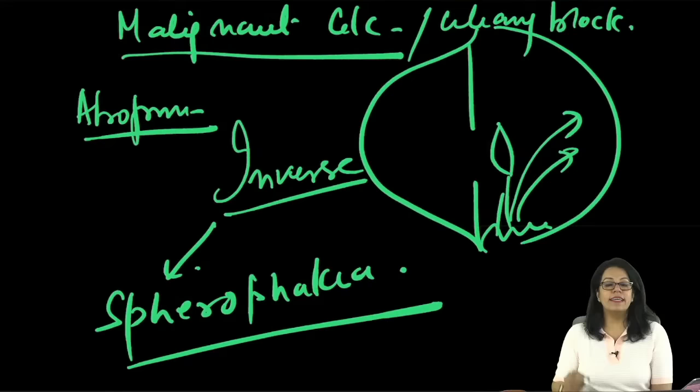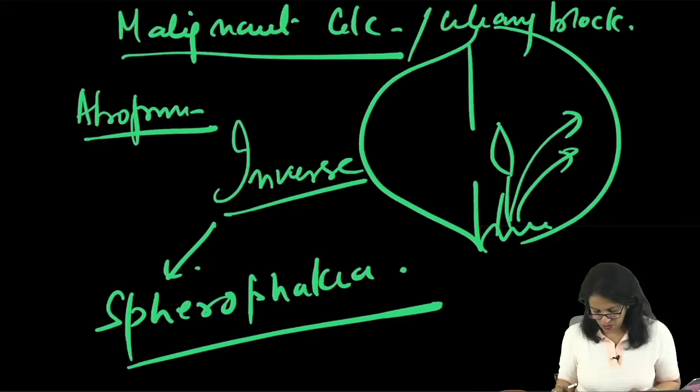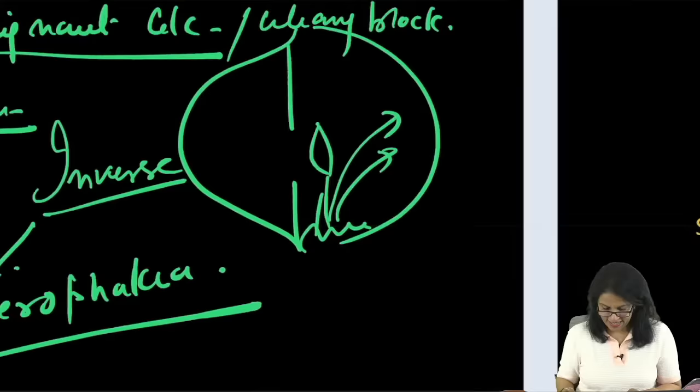Spherical lens can cause a pupillary block. If you dilate the pupil, it will solve the problem. Okay? So spherophakia, this additional point you can note down. Okay, this is already done.